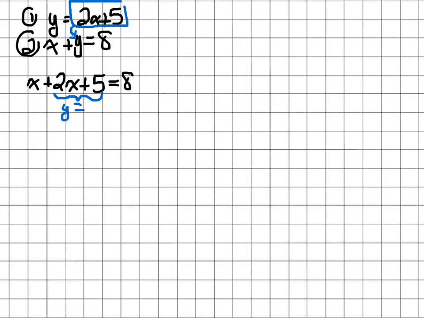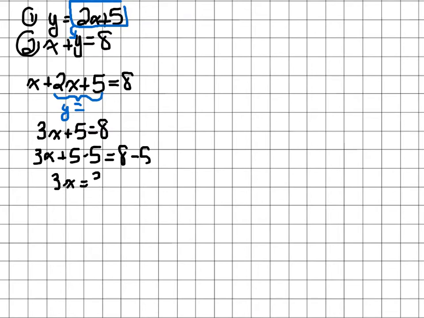So now I'm just going to continue and I'm going to simplify and solve, because I will have an equation with one unknown. So I have 3x plus 5 is equal to 8. So here's my equation with one unknown, and I'm going to rearrange and isolate for x. So that means I will subtract 5 from both sides. So this is 3x equals 3. I'm going to divide both sides by 3. So I have x is equal to 1.